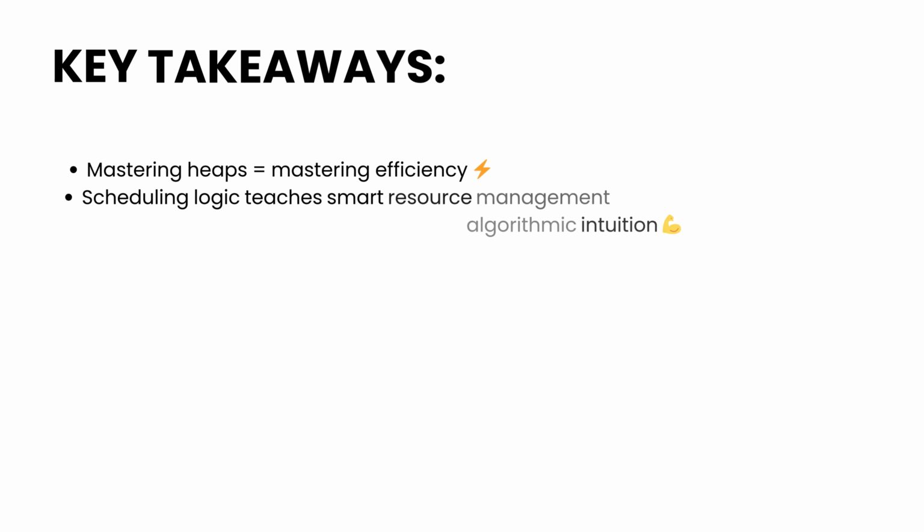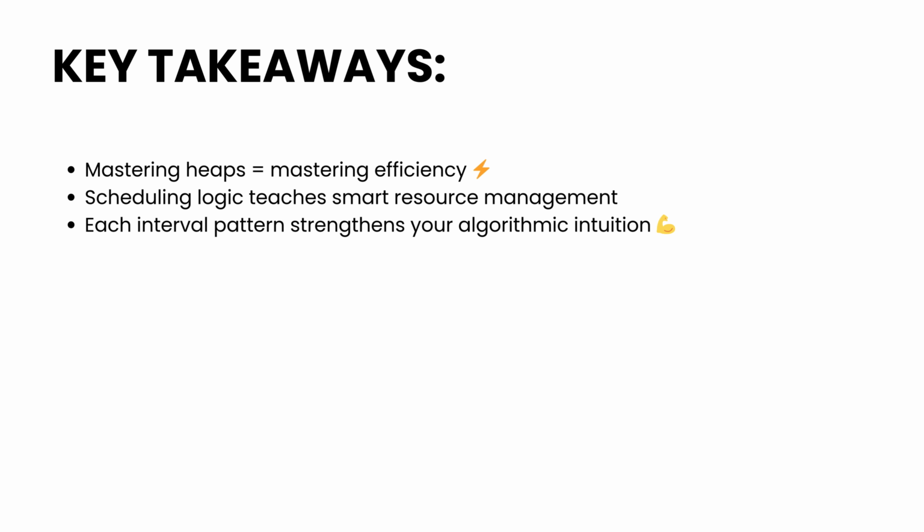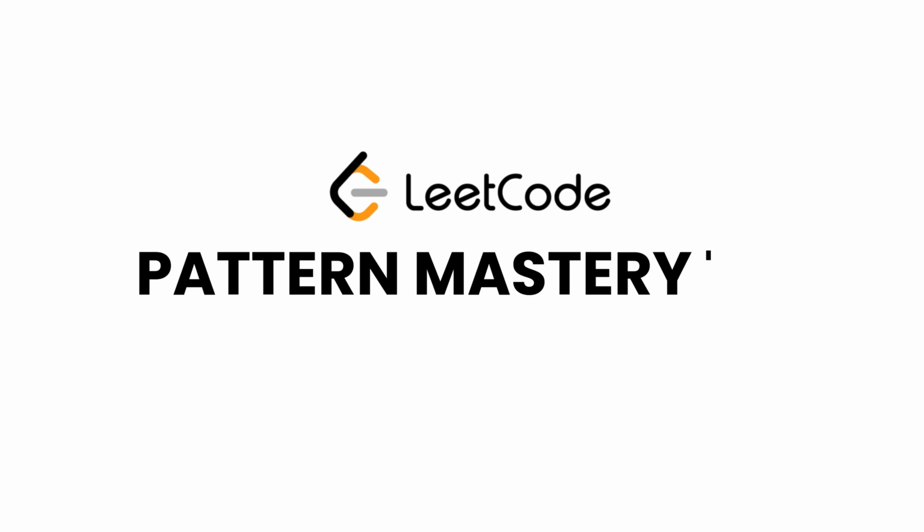Closing insight. The key takeaway? When dealing with overlapping intervals, sorting plus a min heap is a powerful combination. It's not just about detecting overlaps, it's about managing them efficiently, one meeting at a time.